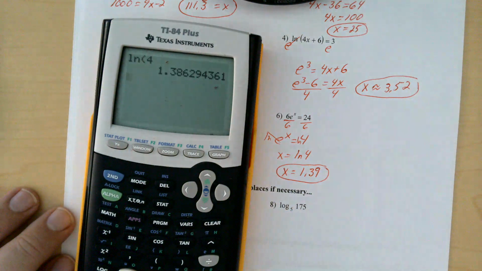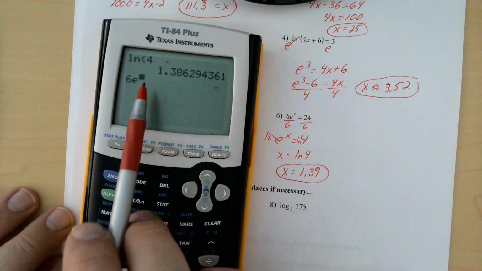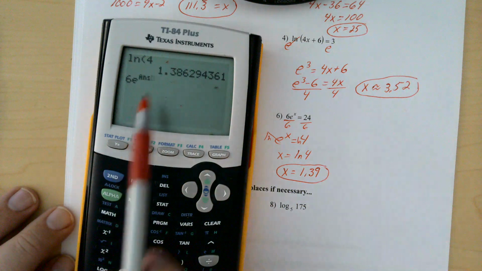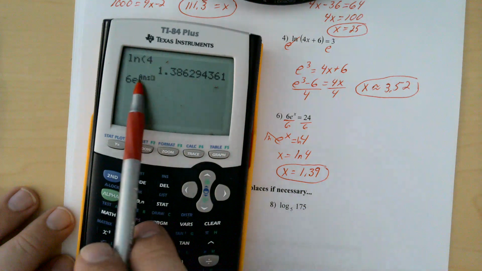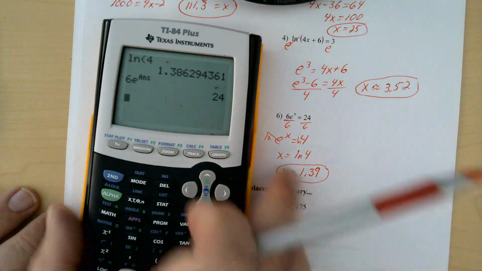Okay. And then another thing I'll show you, just so you can understand this. Since I already have this answer stored in my calculator, I'm going to hit 6, second ln, and I'm going to raise it to this power. So second answer. Okay, so if you put this in for your X, this better tell us 24. If it doesn't, we messed up, but it of course checks, we have the correct answer.